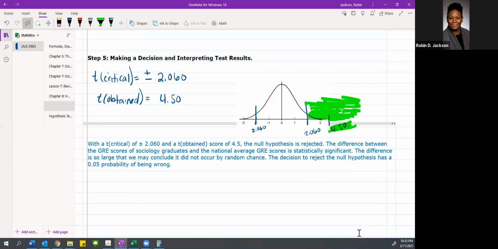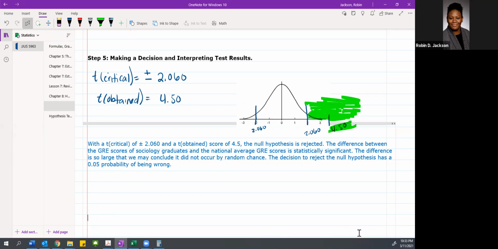The difference is so large that we may conclude it did not occur by random chance. The decision to reject the null hypothesis has a 0.05 probability of being wrong. You could have some of the same information in that previous interpretation, the one for the one-tailed. I just didn't include it in there. But you could say the decision to reject the null hypothesis has a 0.05 probability of being wrong. These differences that we found didn't occur by chance.